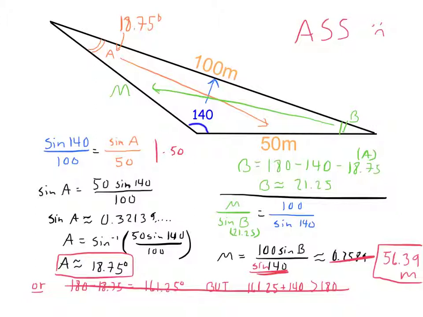So just a spot check again. 140 opens to the longest side of 100, and the shortest angle, 18.7. Let's draw them in. Alright, 18 points, shortest angle opens to shortest side, middle angle opens to middle side. That all looks good.